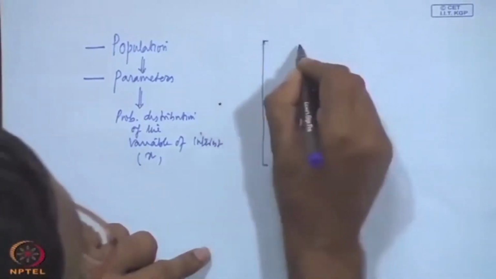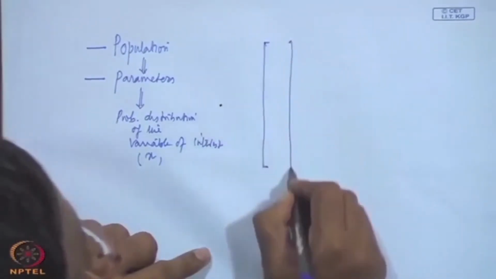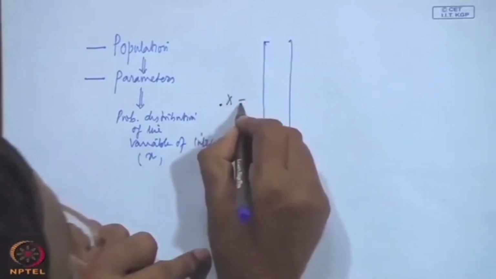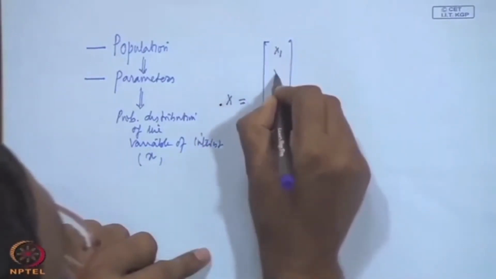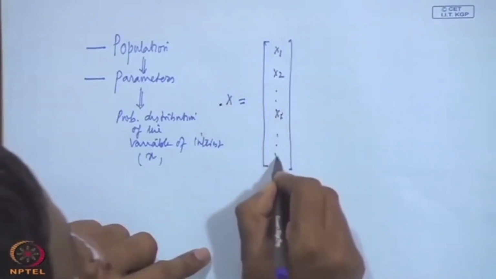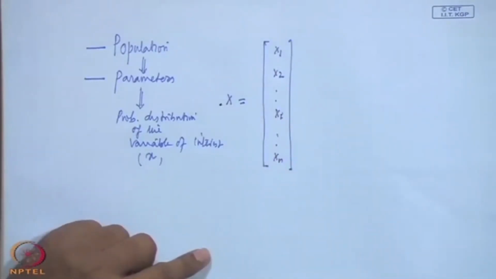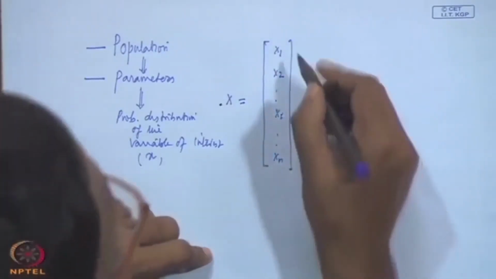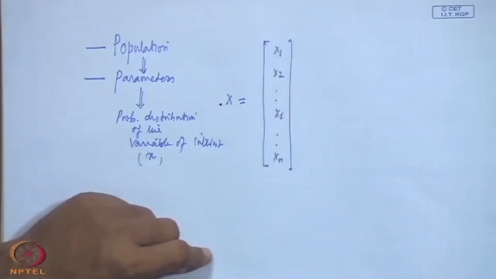What you have thought of is that I know my variable, that variable is x, and I want to collect data. How many data do you want to collect? You want to collect n data points. What can you say about each of the observations? What can we expect?